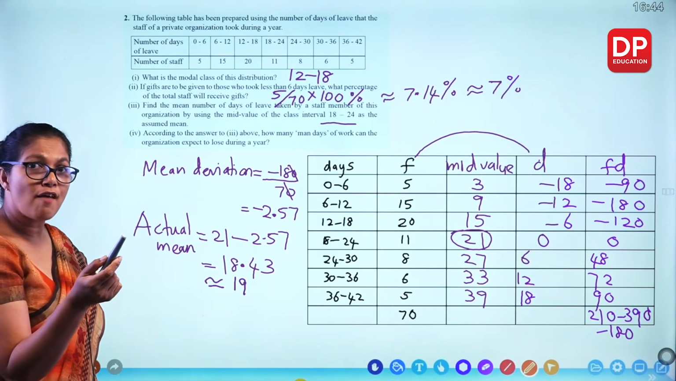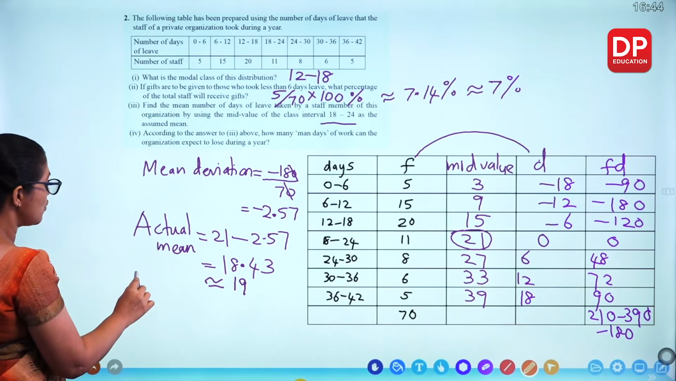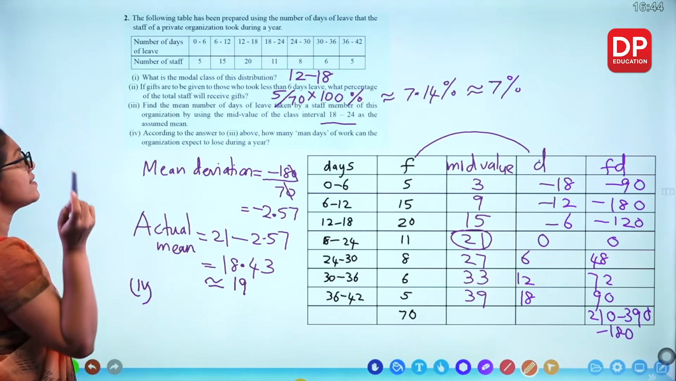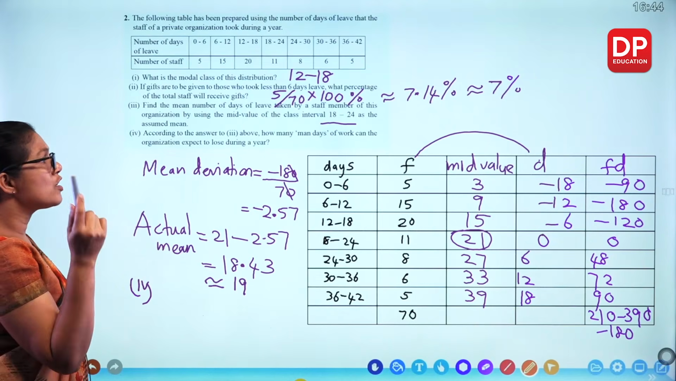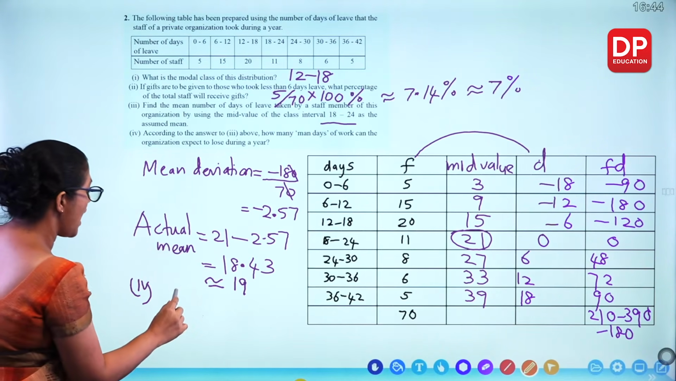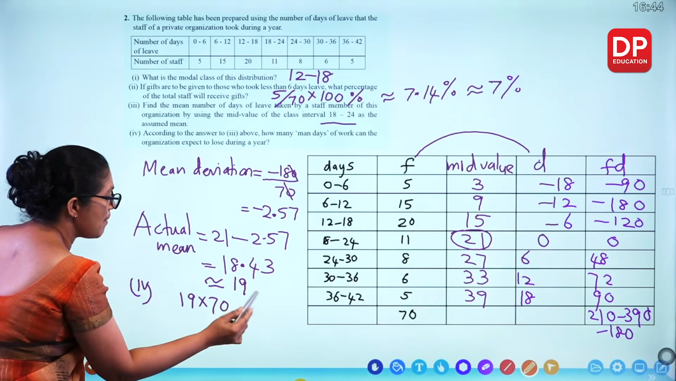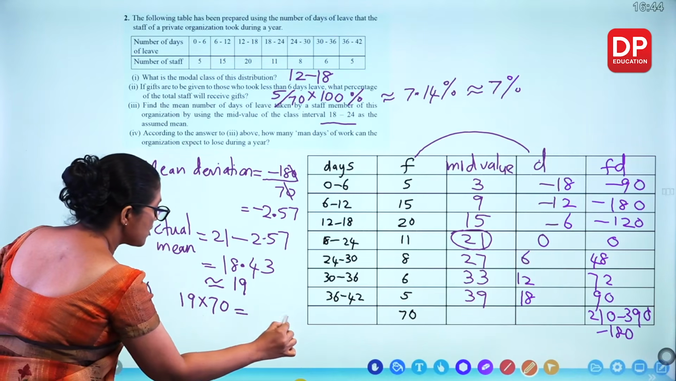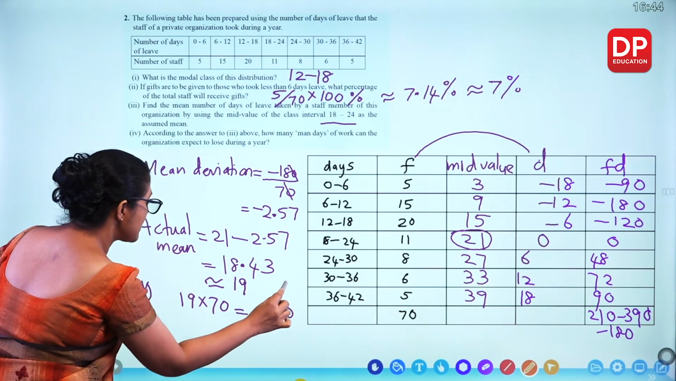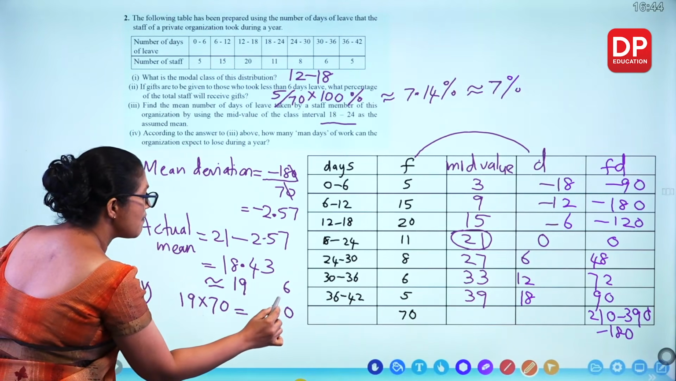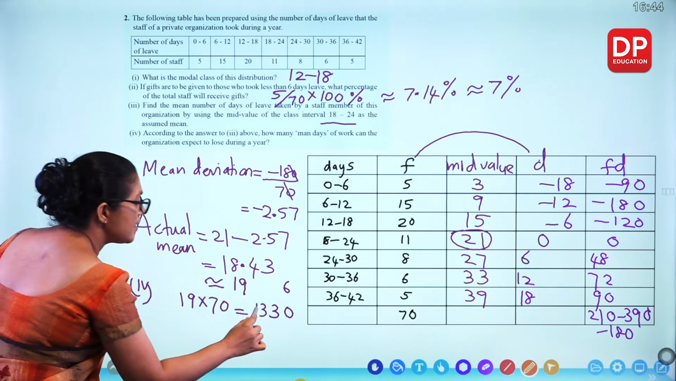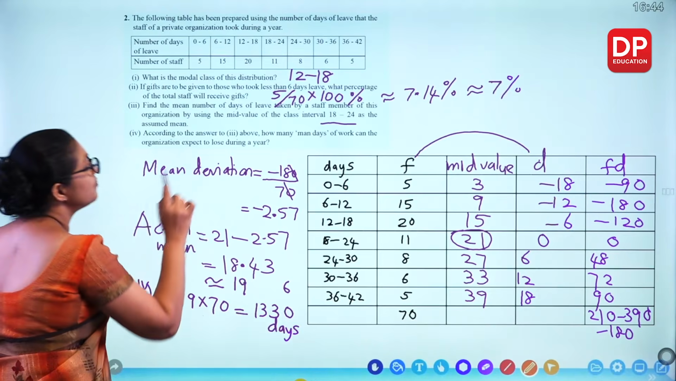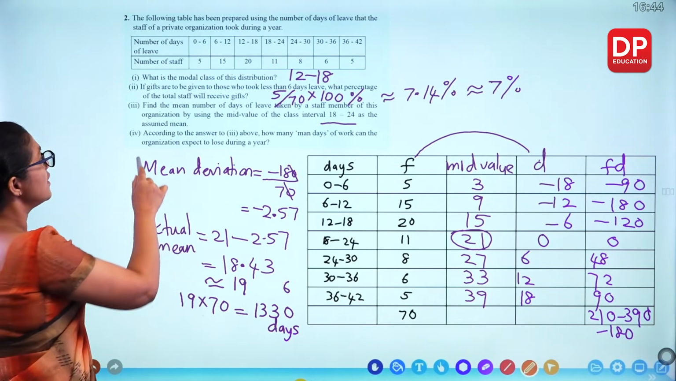So there are 70 staff members. What's according to the fourth one? According to the answer 3 above, how many man days of work can the organization expect to lose during a year? Altogether 70 people are there. So 19 times 70 man days expected to lose. 7 times 9, 63, 7 plus 6, 13, 1330 days expected to lose for the organization.